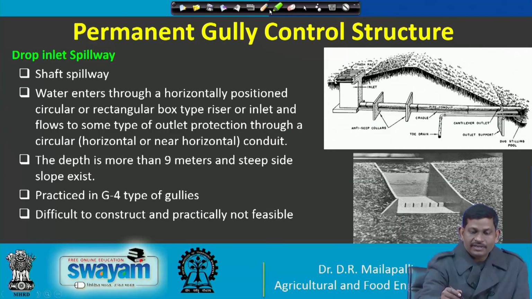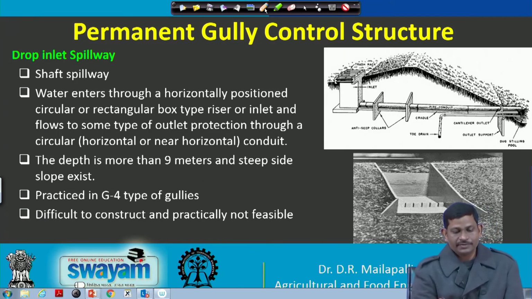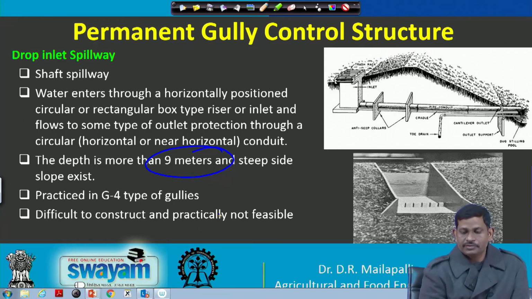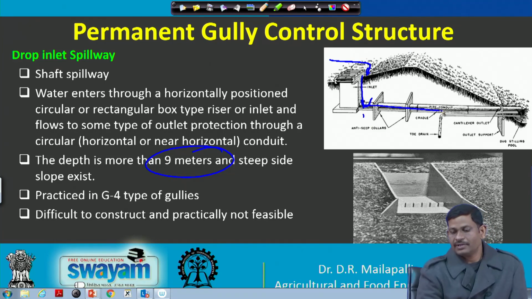Drop inlet spillways. So, what happens if the depth is more than 9 meters? You are going to use the drop inlet spillways. In this there will be a pipe type or box type inlet. This is the inlet, the water will go down and then pass through this, and from there this is the outlet.